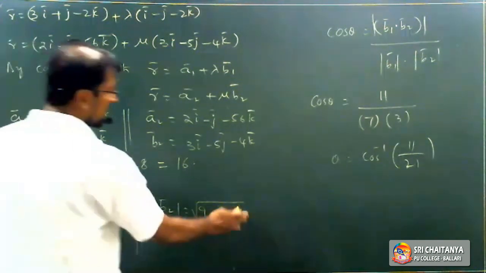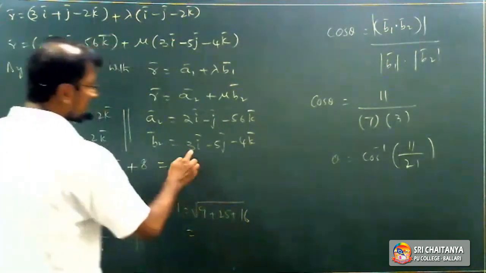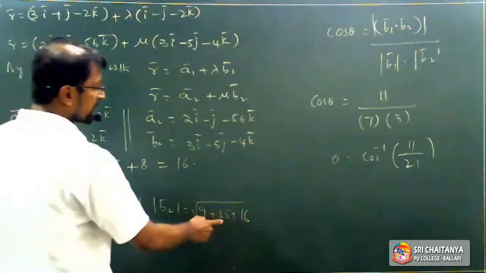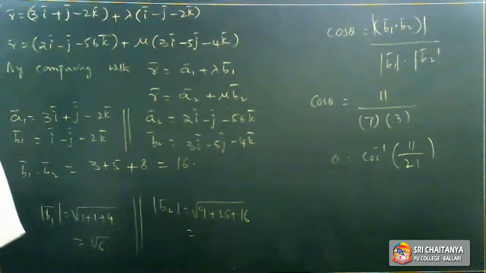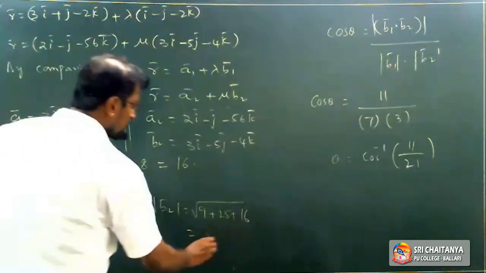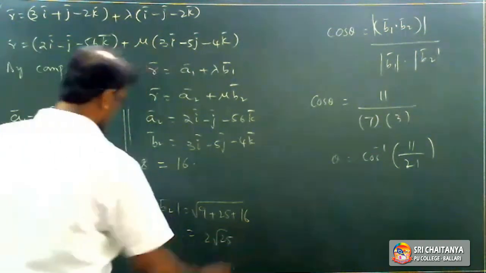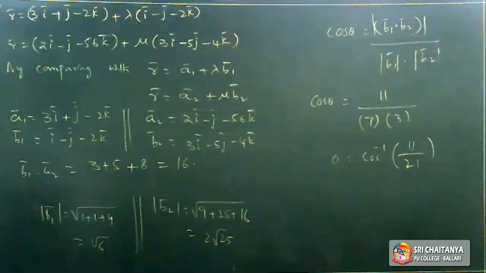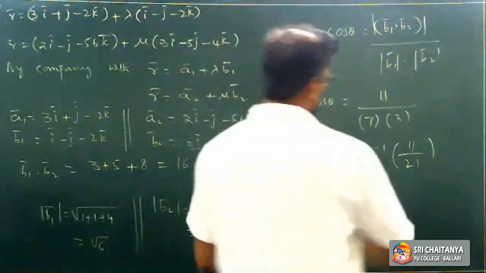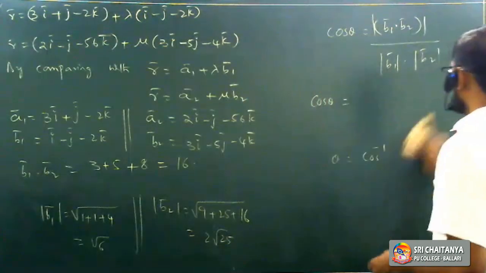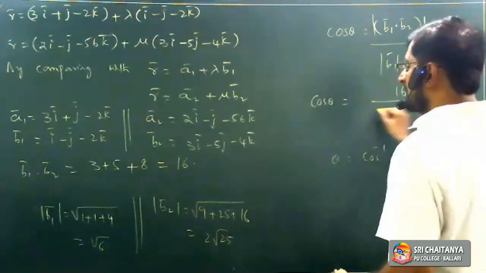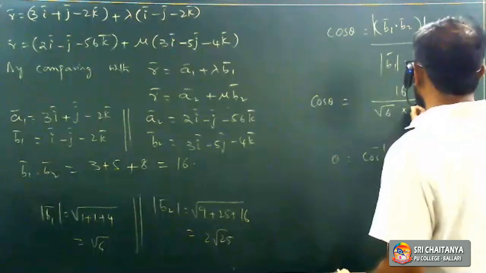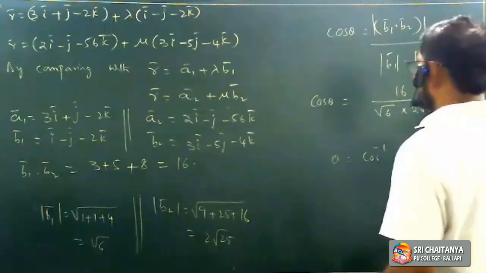Sorry, 16. I am repeating this. 3 3s are 9, 5 square 25, 4 square 16, right? Now it is 2 root 25 you should get. Okay. Now cos theta is equal to the value you should get, it is 16. That means 16 by root 6 into 2 root 25.